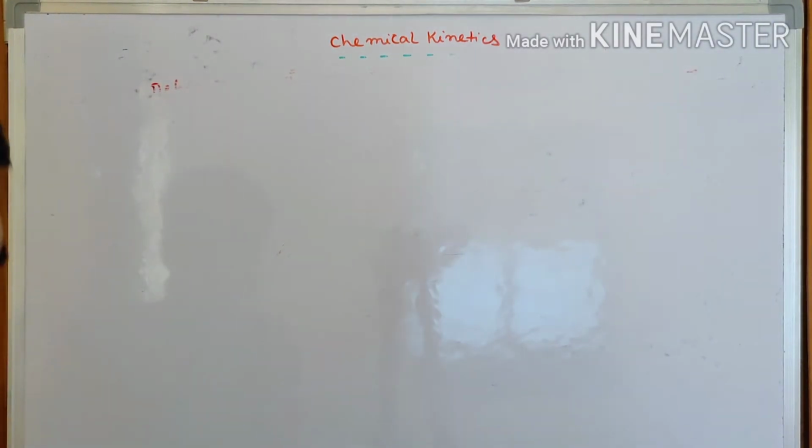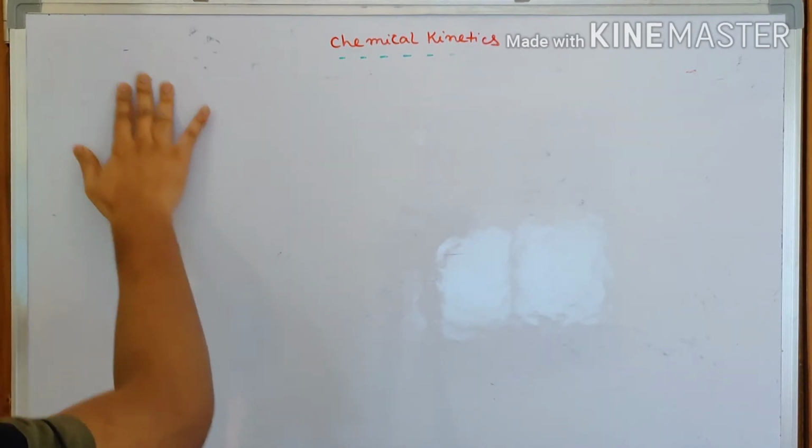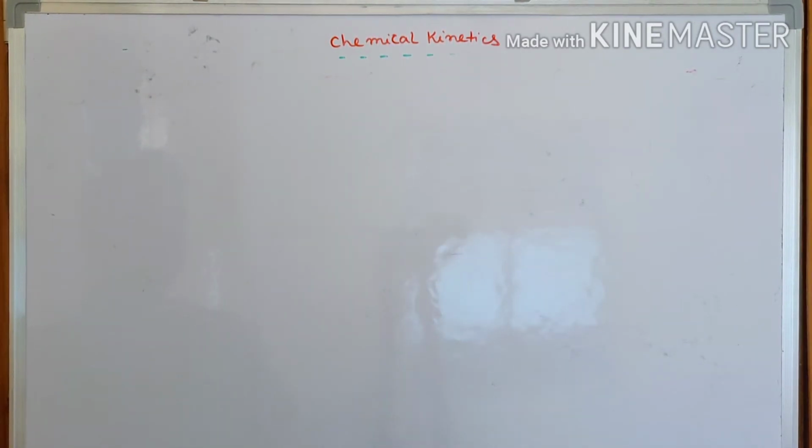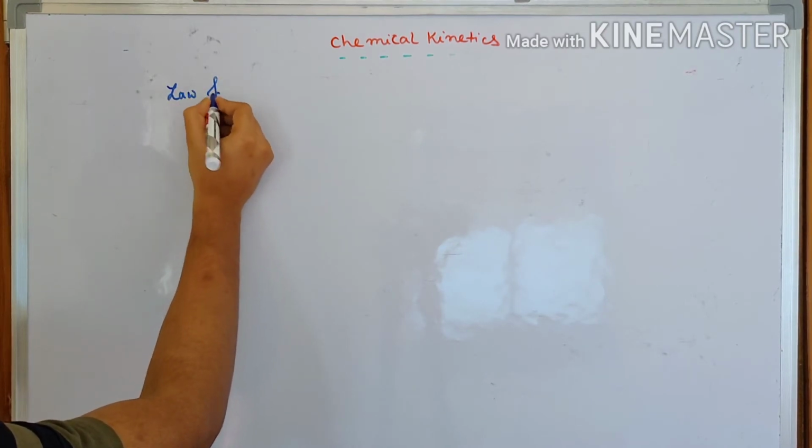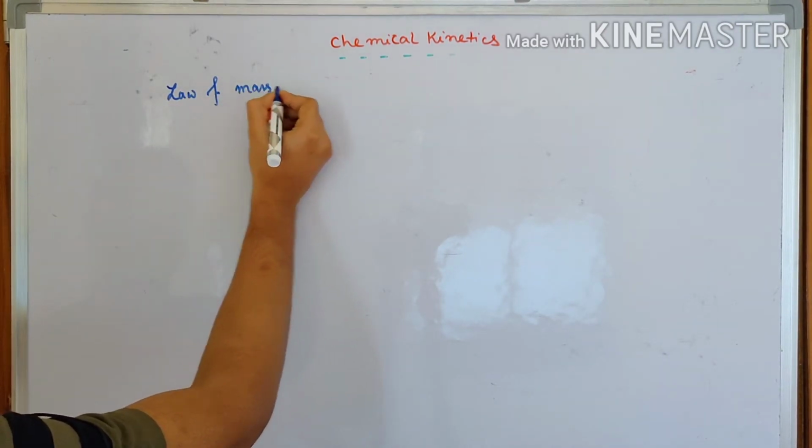The next topic is, you can say, the introduction to the mathematical part. Although we have written the differential equation, this is a very crucial way of writing the mathematical way of chemical kinetics. So this is called the law of mass action.